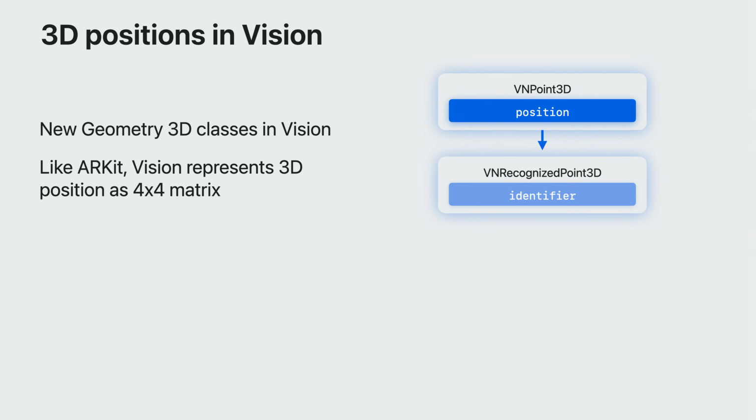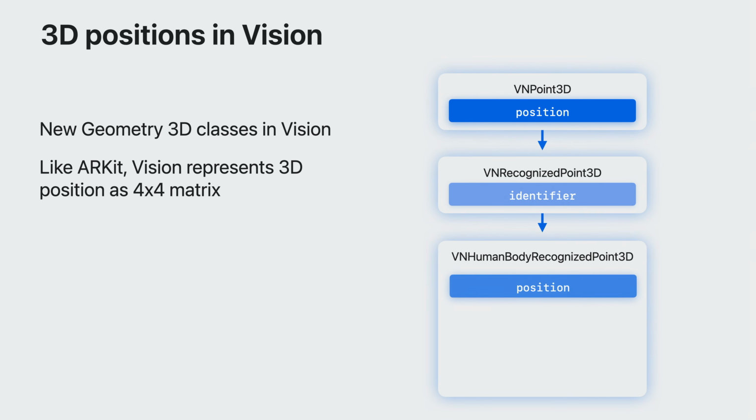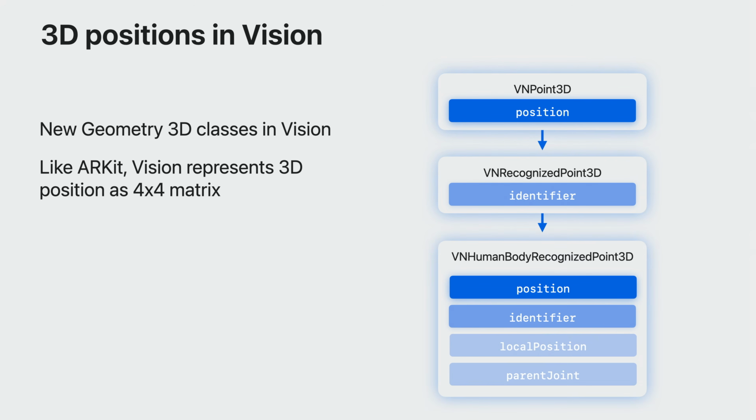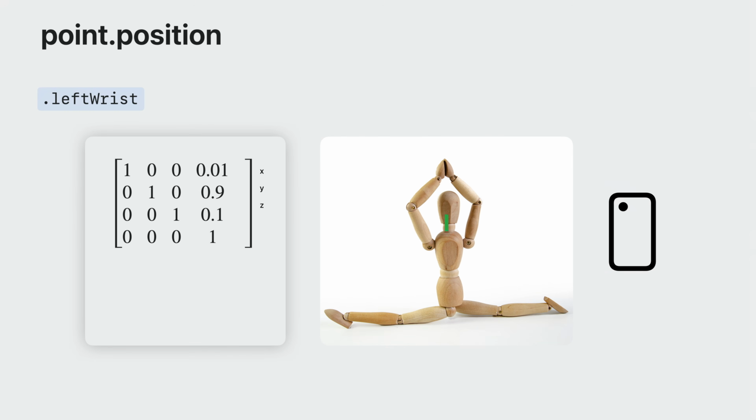Next, there is VNRecognizedPoint3D, which inherits this position but also adds an identifier. This is used to store corresponding information like a joint name. Finally, the focus of today is VNHumanBodyRecognizedPoint3D, which adds a local position and the parent joint. Let's go into some more specifics around how to work with properties of the point.